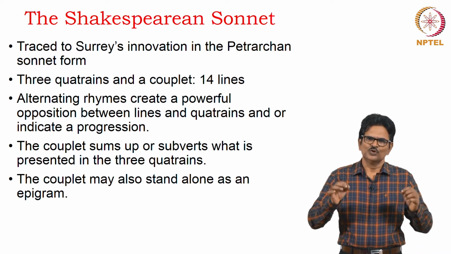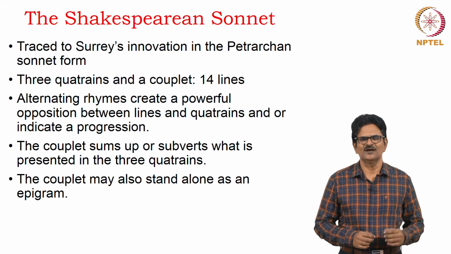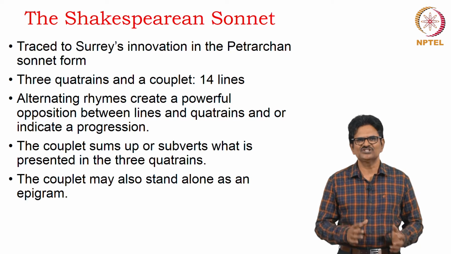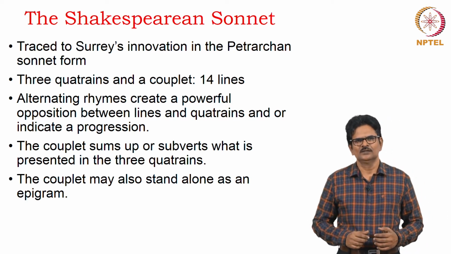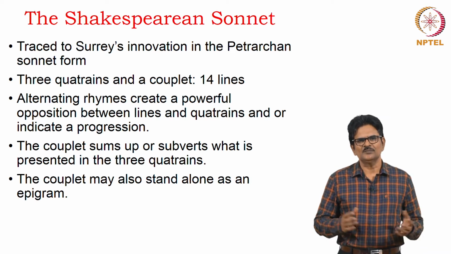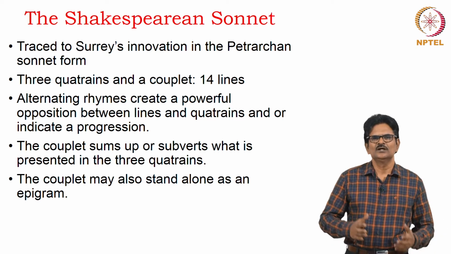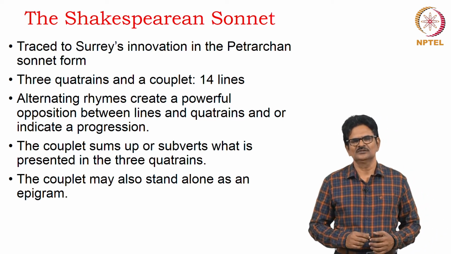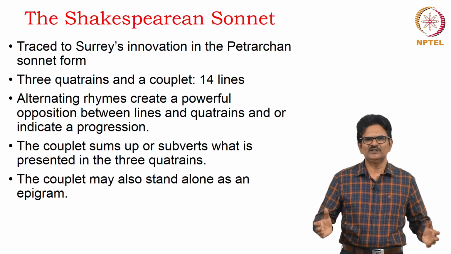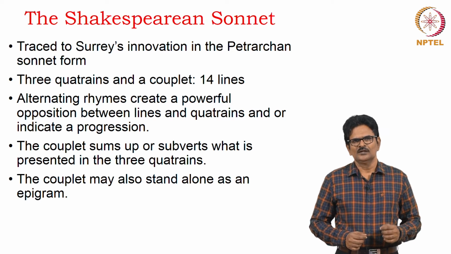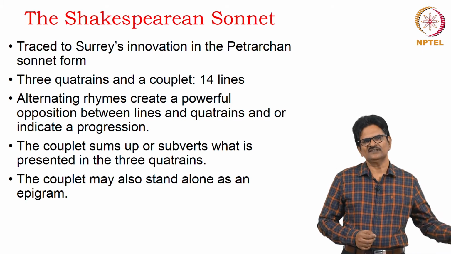It is noticeable that this form has alternating rhymes which create a powerful opposition between lines and also quatrains, and also indicate some kind of progression from one line to another, from one quatrain to another, leading to the summation in the couplet. The couplet usually sums up, or it may also subvert what is presented in the previous lines.